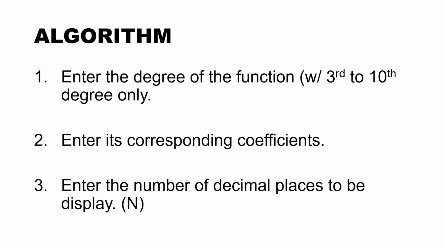For the algorithm of the program, first, the user must enter the degree of the function, which is the 3rd to 10th degree of the polynomial only. Second, enter its corresponding coefficients of the polynomial. Third, enter the number of decimal places that the user wants to display on the screen.